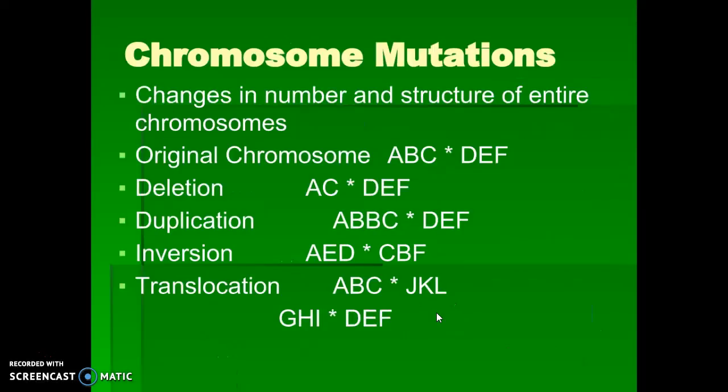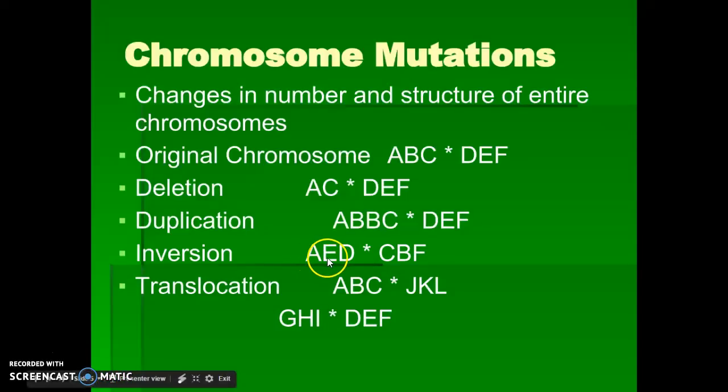You can also have entire chromosomal mutations. That would be the entire X is changed. So if this is the original chromosome, a deletion means I remove a part, so we removed the B there. Duplication means I doubled a part, we doubled the B there. Inversion means I flip-flopped some of it and I've moved it around.